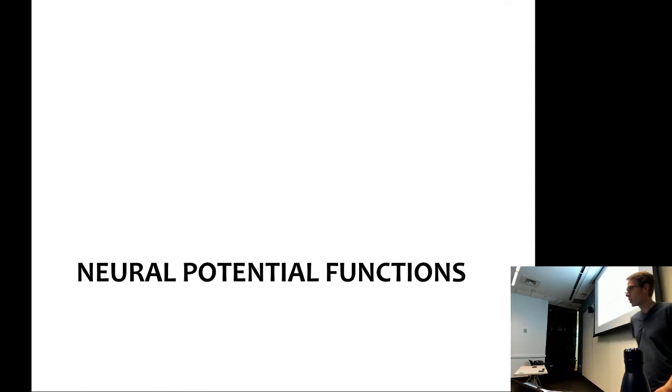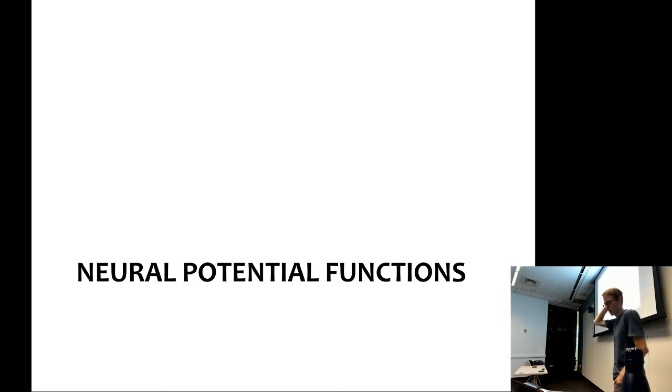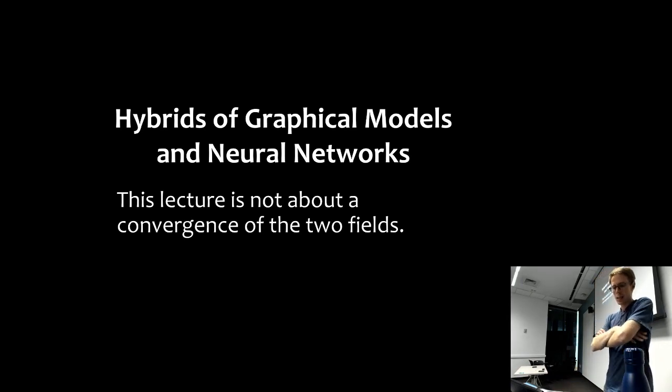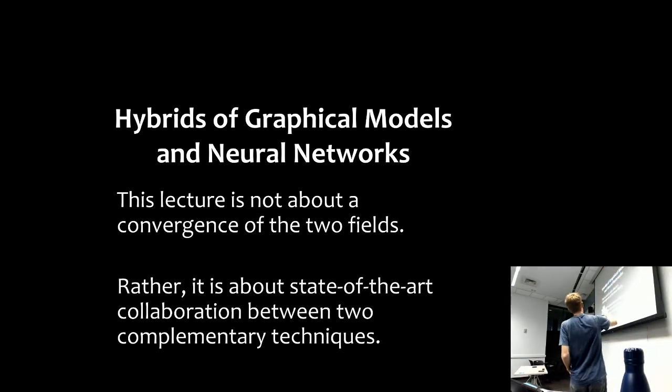Okay, so this leads us to think about neural potential functions. Essentially, what we're doing here is thinking about hybrids of graphical models and neural networks. The whole idea is not really about the convergence of two distinct fields. It's about saying that there's a state-of-the-art collaboration that very naturally exists between these two complementary techniques.